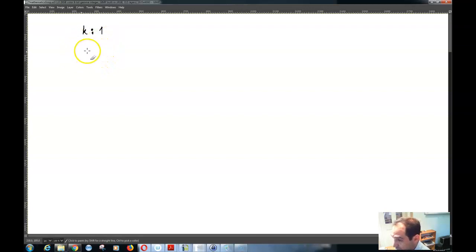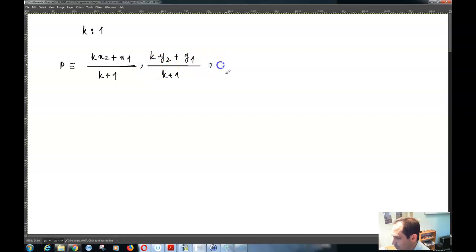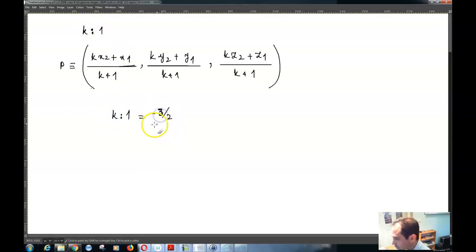I used this formula as the coordinates of P, for example. I said that it's k times x2 plus x1 over k plus 1, and then the y coordinate we got as k times y2 plus y1 over k plus 1, and then we got k times z2 plus z1 over k plus 1, and over here we got the ratio as k to 1. And when we calculated the ratio, k to 1 turned out to be negative 3 to 2.